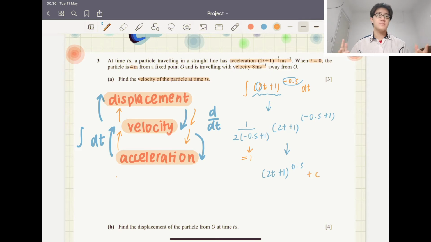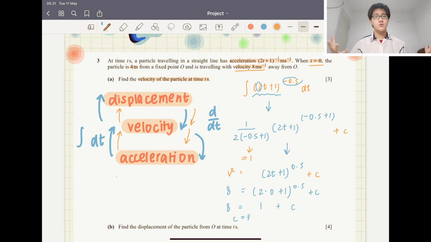And don't forget the arbitrary constant c. And now all you need to do left is just to solve for the arbitrary constant. To do this, you need to use the information given in the question, which is when t is equal to 0, the velocity is 8. And now you just need to plug these values in, where v is 8 and t is 0. Eventually, your arbitrary constant will be equal to 7.